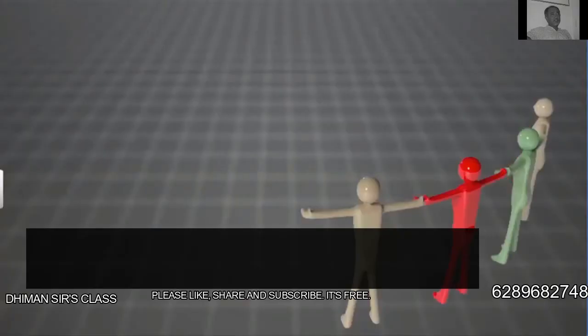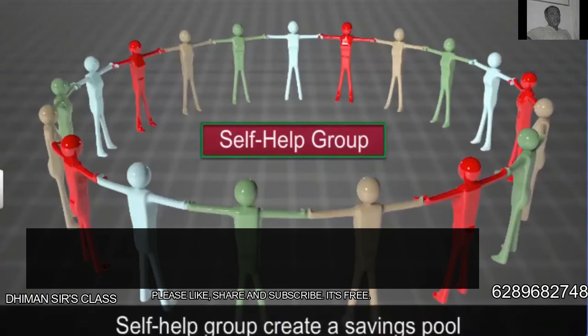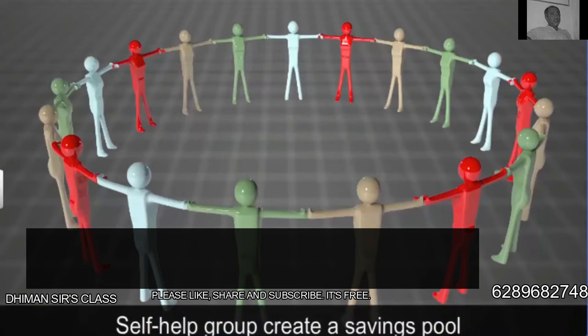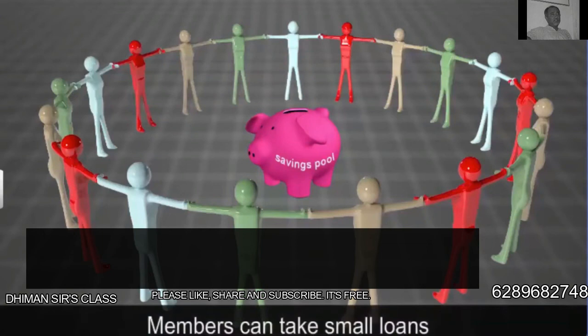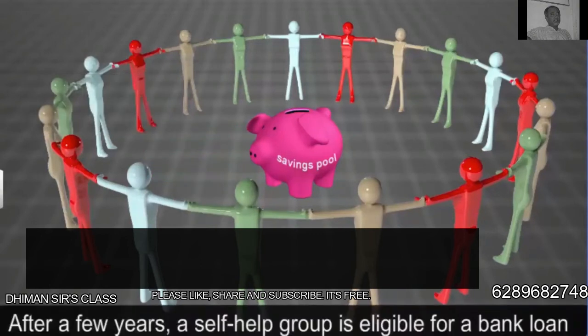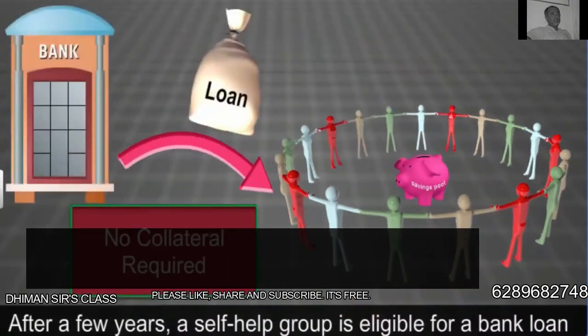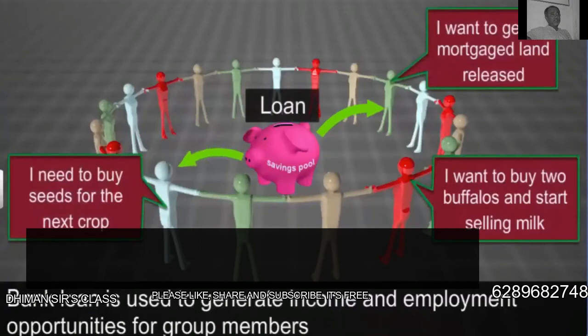One solution to this problem is organizing people into self-help groups. In a typical self-help group, 15 to 20 members from a neighborhood save regularly to create a savings pool. Members of the group can take small loans from their combined savings and repay the loans with interest that is less than what the moneylenders charge. After saving regularly for a few years, a self-help group becomes eligible for a loan from a bank without providing any collateral. The money from the bank loan is used to generate more income and employment opportunities for the members of the group.